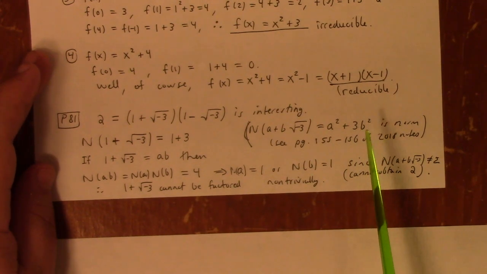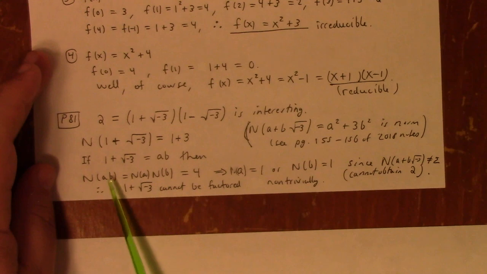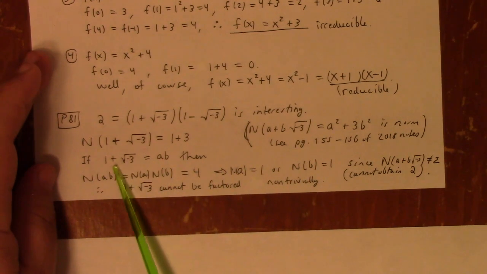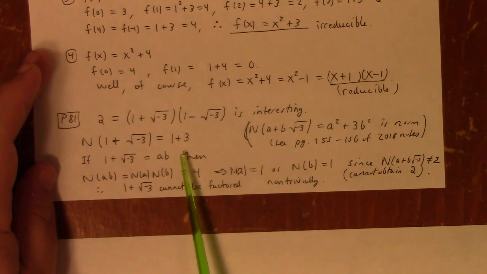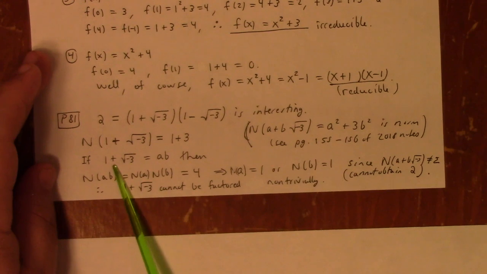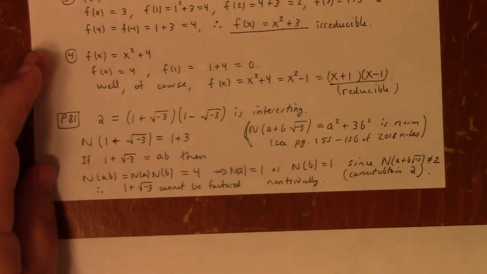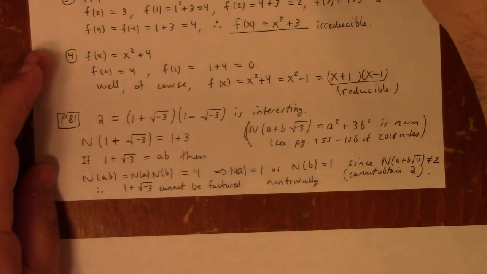Consequently, there is nothing of norm 2, which means that the only way to factor the norm of two things, the product of two norms being 4, is for either one of them or the other of them to be 1. And then of course if the norm is 1, that means that the element's a unit. And as such, we have proved that any factorization of 1 plus root minus 3 necessarily includes a unit, which is to say that 1 plus the square root of minus 3 is irreducible in the context that we're working there. So that's a neat problem.